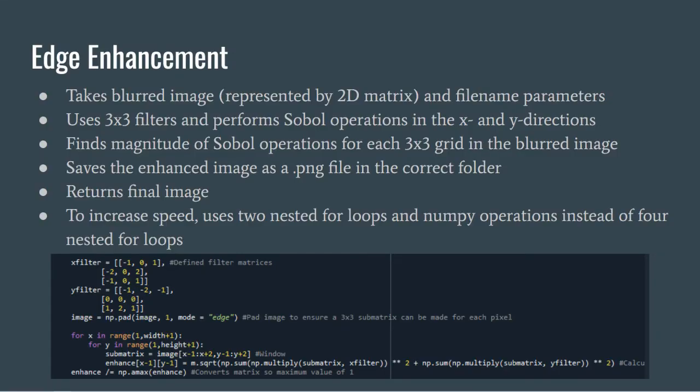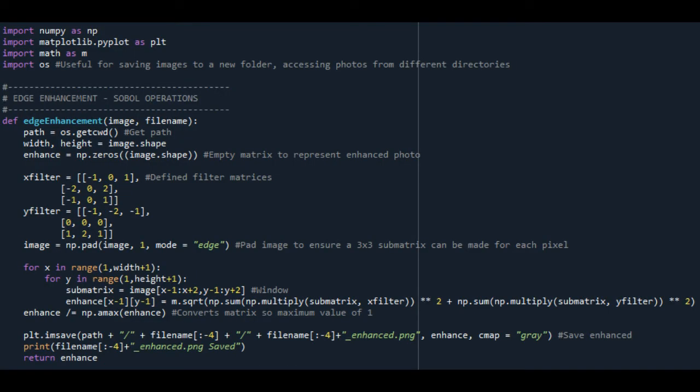Since a grayscale photo is represented by a 2D matrix, we must find the magnitude of the partial derivatives in both the x and the y direction. This is known as the Sobel operator. To do this in Python, we use a 3x3 moving window operation. First, we create a new matrix of the same size as the original image. The original image is then padded to prevent any index errors while performing the window operation.